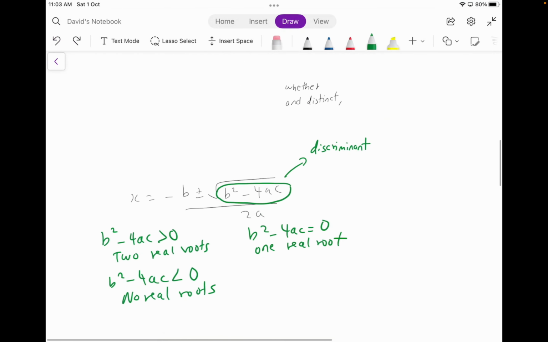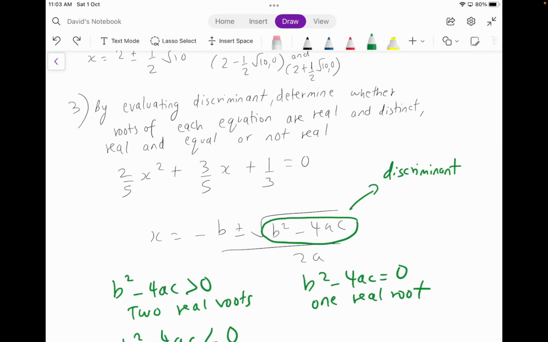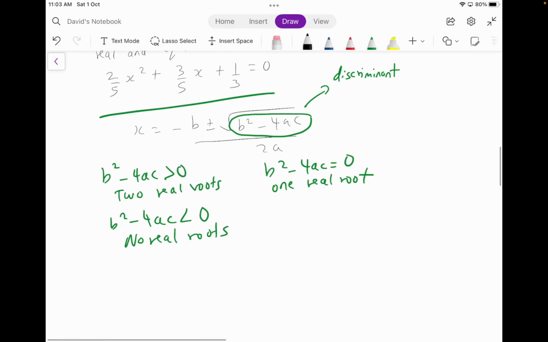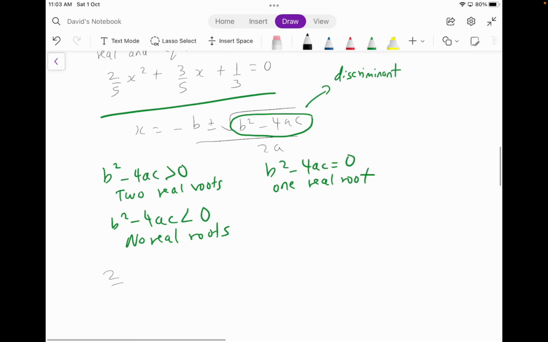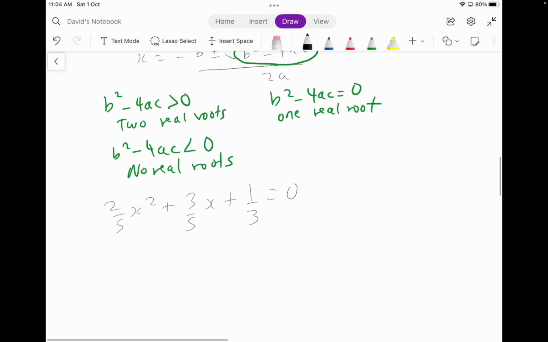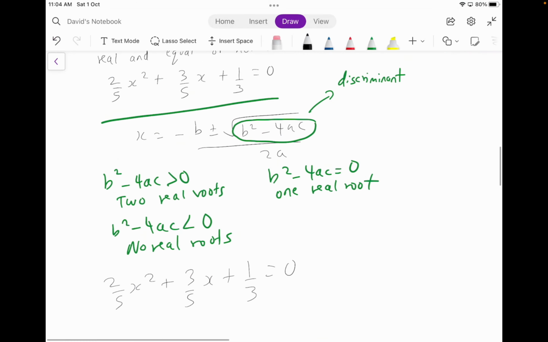Okay, so now what does the question ask us? They ask us to evaluate the discriminant and to determine whether this has two real roots, one real root, or no real roots. So I'm just going to write down this equation again somewhere here. So you have 2 by 5 x squared plus 3 by 5 of x plus 1 by 3 is equivalent to 0. Now based on this, we're going to analyze if it has real roots or no real roots. So we're going to use the equation that is the area under the quadratic formula square root sign. So that is your discriminant, like I said, highlighted here.